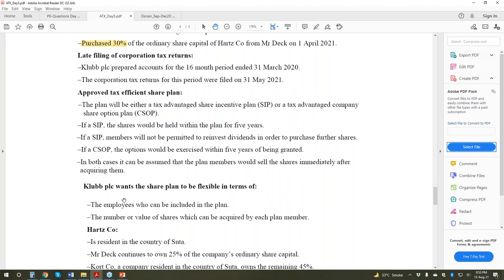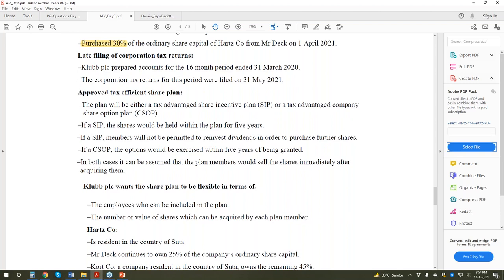So this is the main difference between CSOP and SIP, that in CSOP, you can offer the shares to a selected group of employees. However, in SIP, you have to offer the shares to everyone. You have to offer the shares to everyone, not issue. Because when you offer, it is the employee's discretion whether he accepts your offer or not.